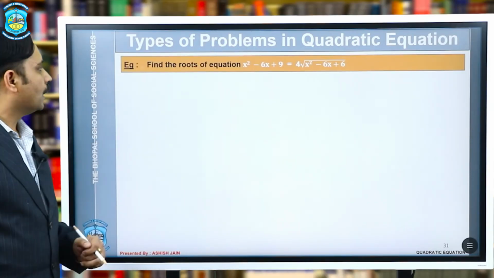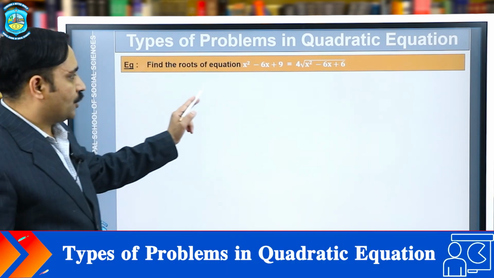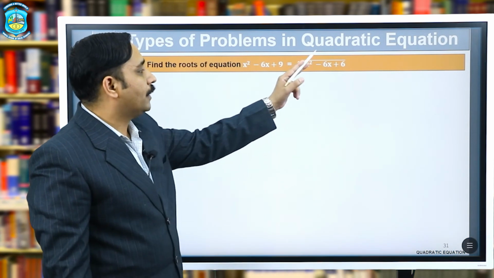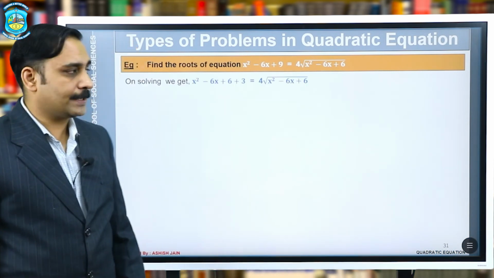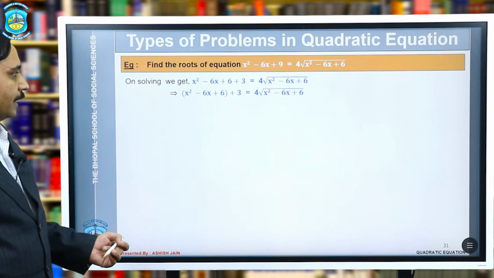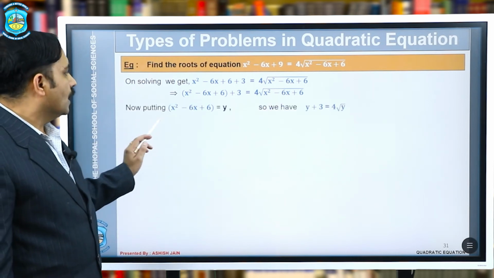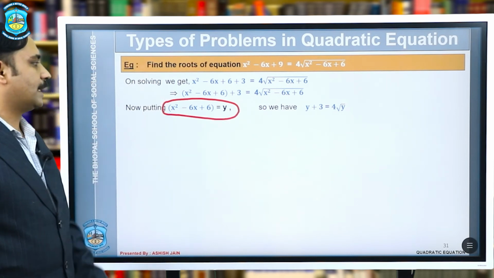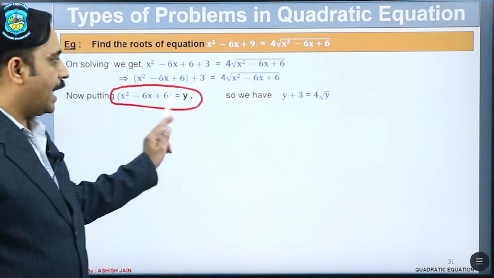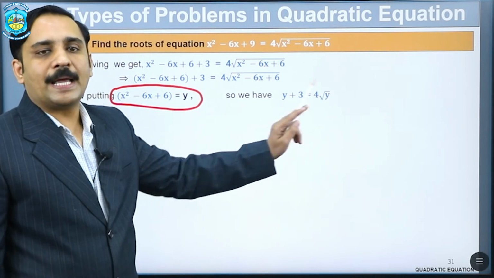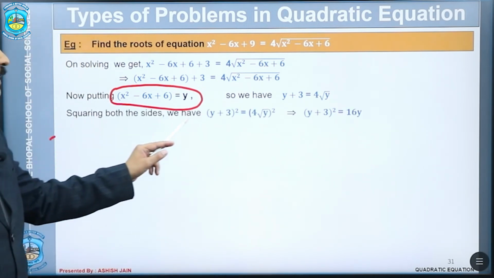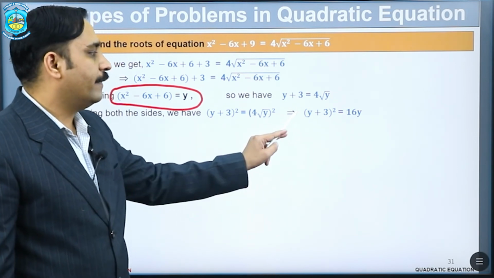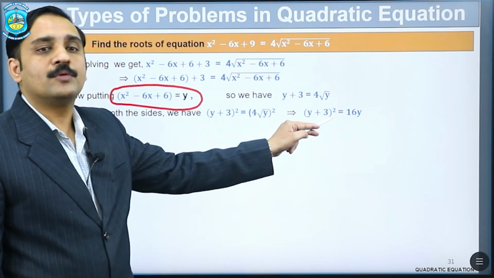The next problem. We have to find the roots of the equation x square minus 6x plus 9, which is equal to 4 times under root of x square minus 6x plus 6. On solving this, we will substitute x square minus 6x plus 6 as y. So we have y plus 3 is equal to 4 times root y. On squaring both the sides, we have y plus 3 whole square is equal to 4 times root y whole square, which is y plus 3 whole square is equal to 16y.